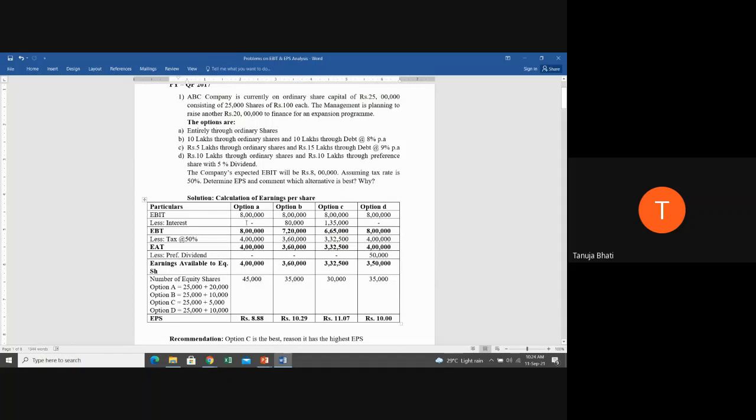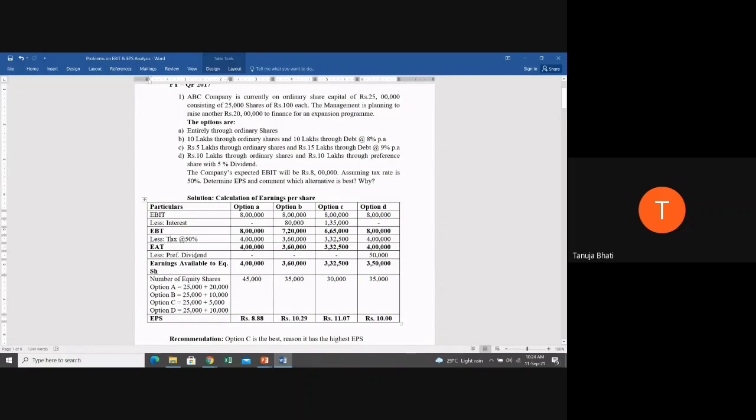So 8 lakh minus 0 will be 8 lakh. Less tax. Tax will be there. So students, irrespective of any type of option, any type of capital structure, tax will come into the picture. Tax is already given in the problem as 50%. So less tax at 50%, that is 8 lakh into 50%, 4 lakh. So earnings after tax is 4 lakh.